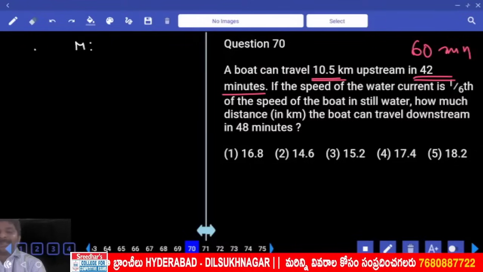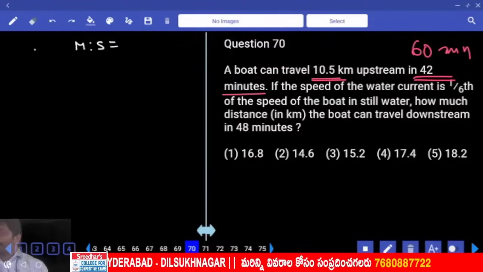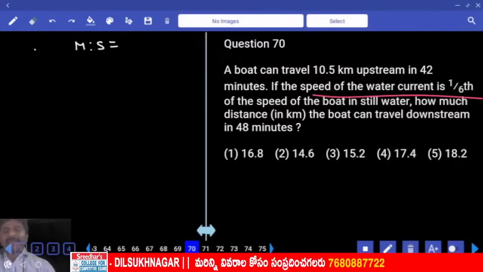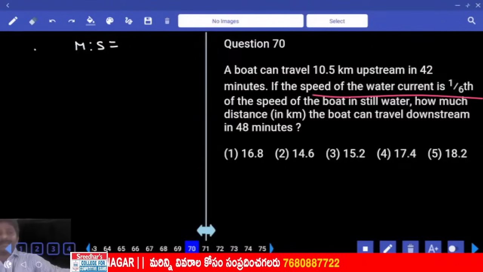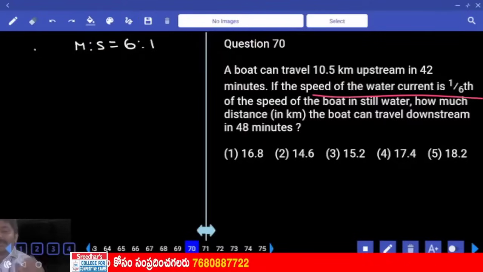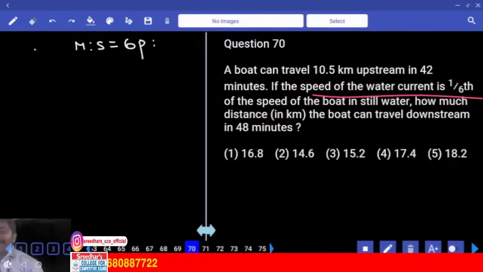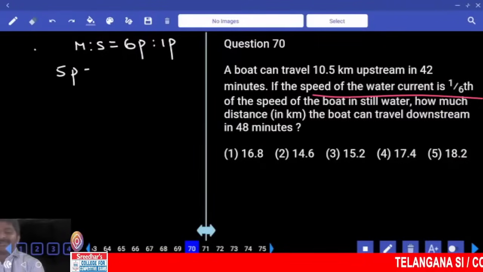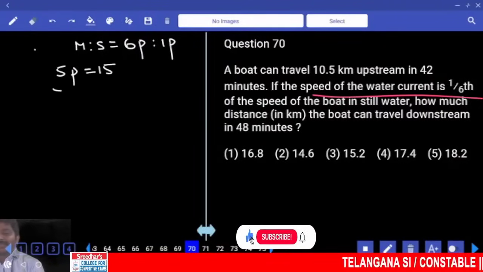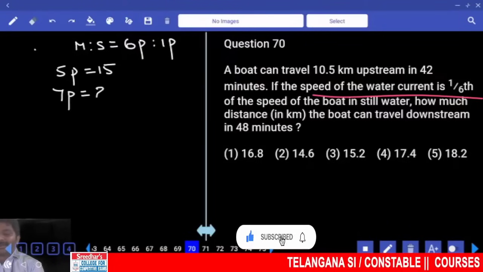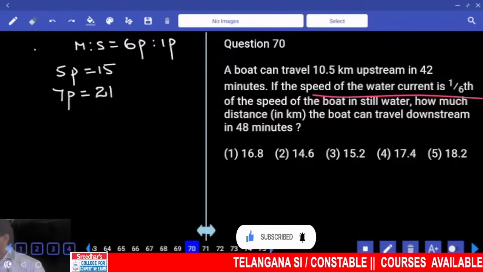And for the man speed to stream speed ratio, from the second statement, the current speed is 1/6 of the man speed. So 6:1. Are you okay? So man speed is 6 parts, stream speed 1 part. Upstream speed 5 parts is equal to 15. Downstream speed 7 parts will be equal to 21 kilometers per hour.